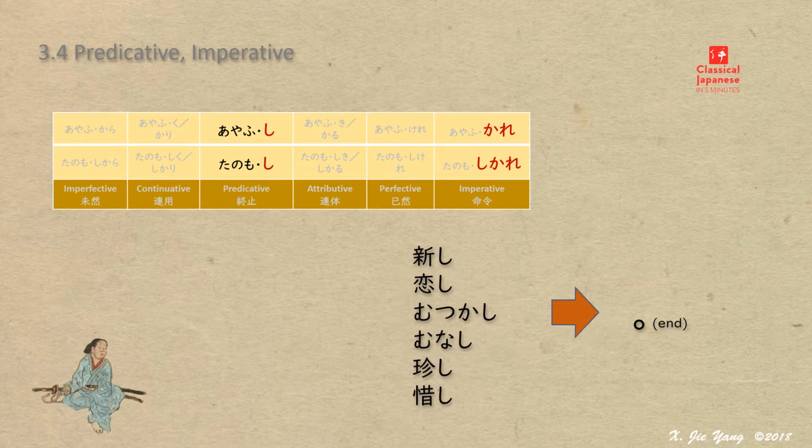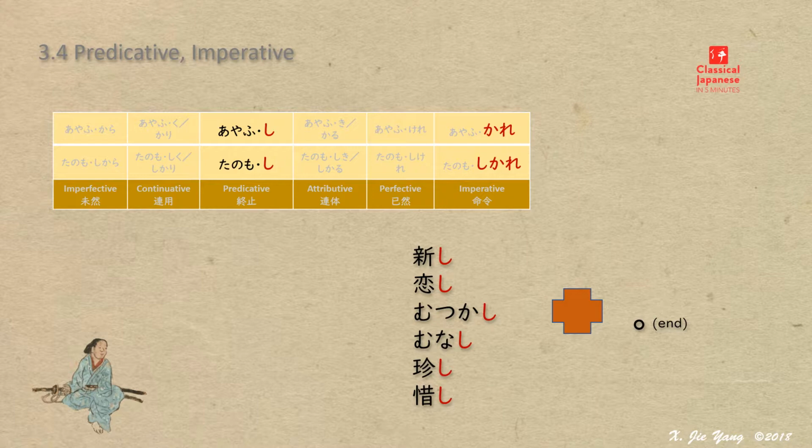Then words from the second type of adjectives. 新し、恋し、難し、虚し、珍し、惜し.